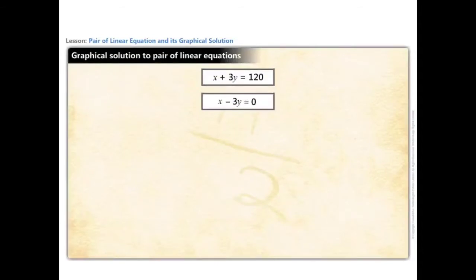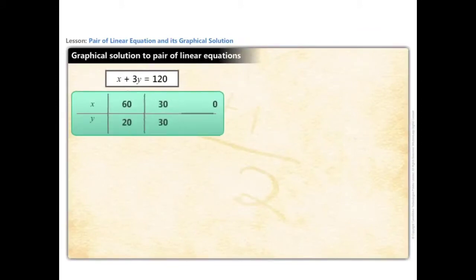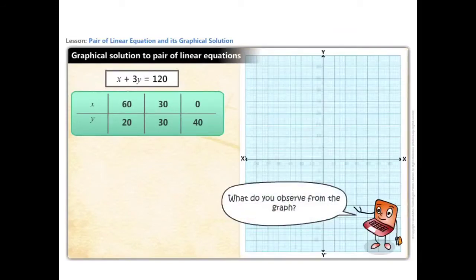Let us take a look at the pair of linear equations from the last example again. x plus 3y is equal to 120, and x is equal to 3y, or x minus 3y is equal to 0. We will now plot these equations on the graph. Let us take the first equation x plus 3y is equal to 120 and compute different values of y for different values of x and tabulate the same. We plot the corresponding points on the graph. What do you observe from the graph?